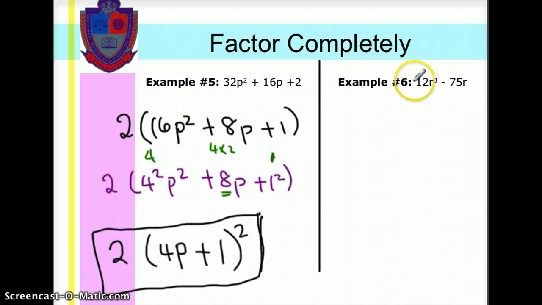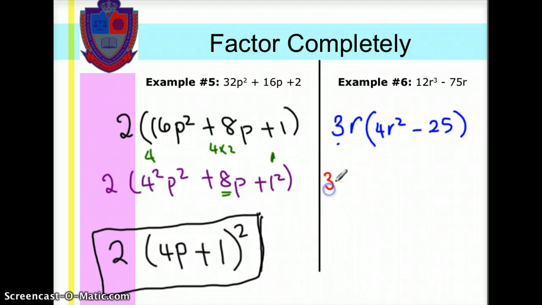Now, let's look at this. What do they have in common? I see they have an r in common. They also have a 3 in common, yes. So when I take 3r out of this, I'm left with 4r squared minus 25. Good. This can be rewritten as 3r.